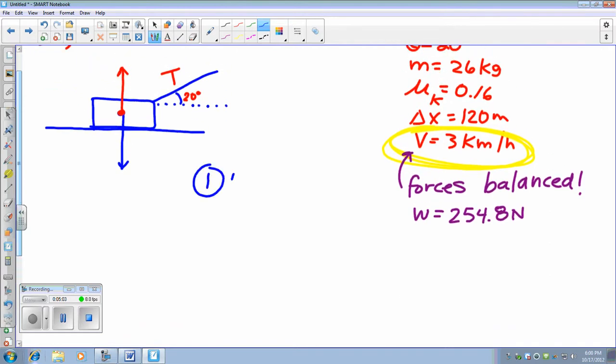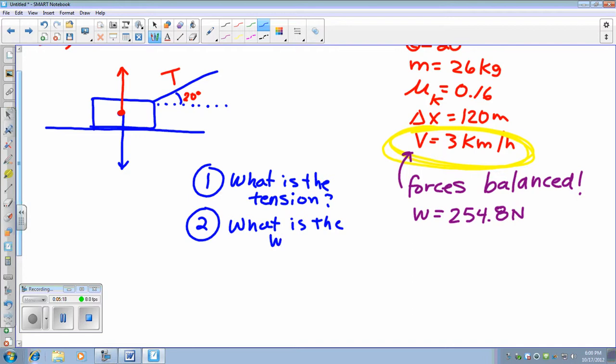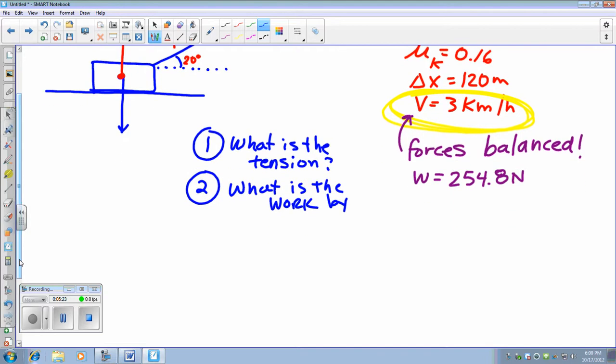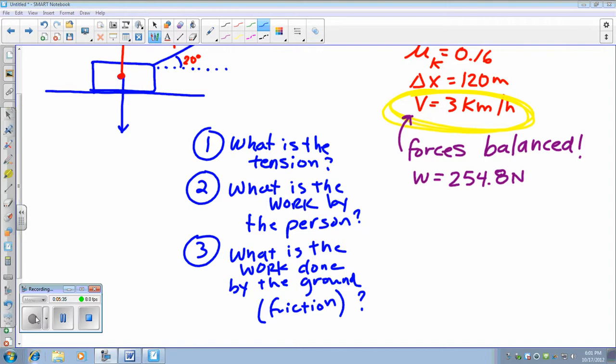First, I want to know what is the tension. Then I would really like to know what is the work done by the person that's pulling this sled. And then I would like to also know what is the work done by the ground itself, by friction. So I've got these three questions I want to consider. What is the tension? What is the work done by the person who's pulling the sled? And then what is the work done by the ground to oppose that work?